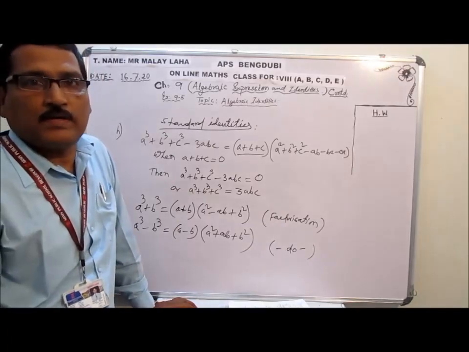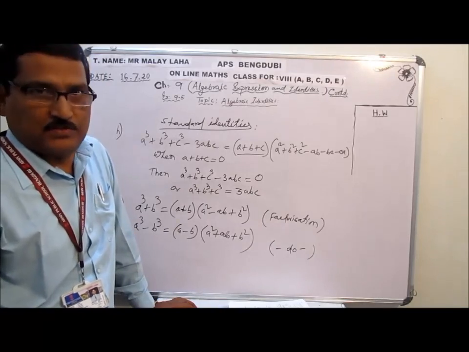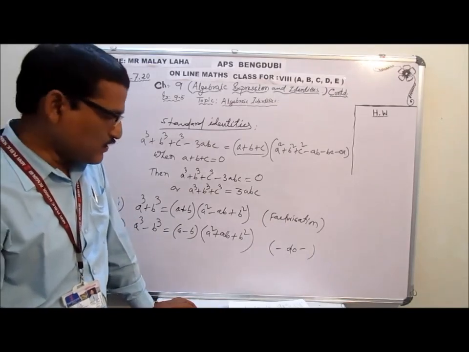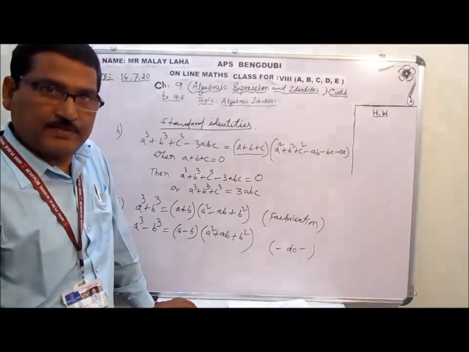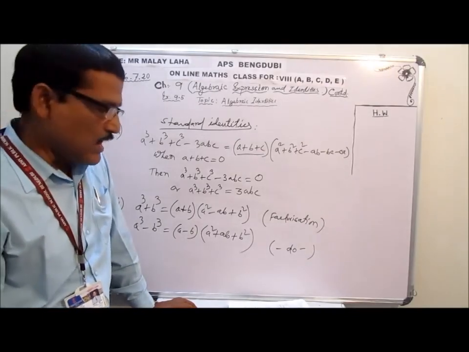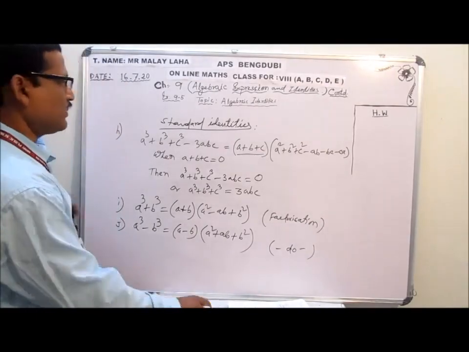Question is, why am I talking about identities? Why are they called identities, why not equations? That you have to prove. Now, first of all, before that, I have to prove each and every identity till 4. After that, I will come to that point.